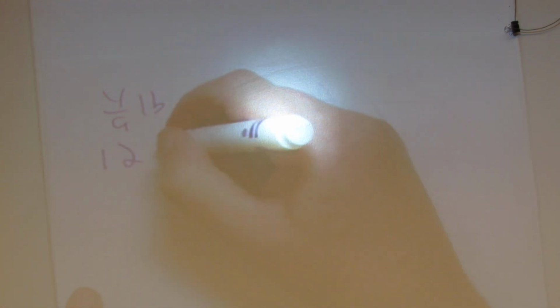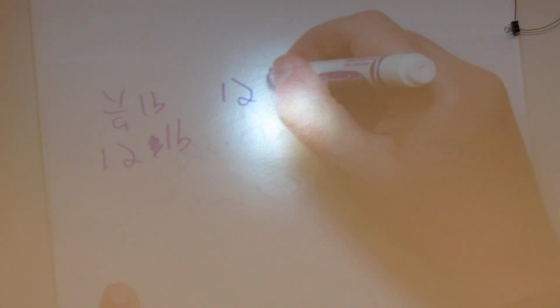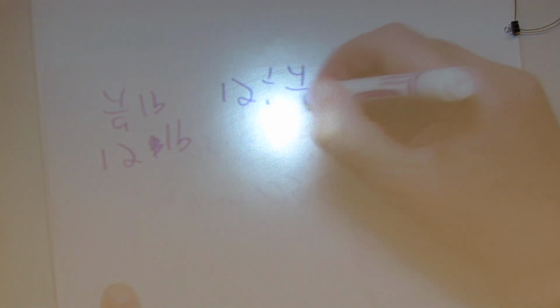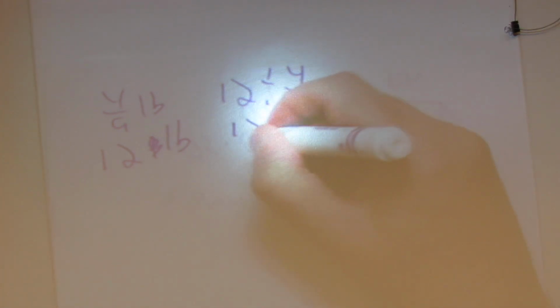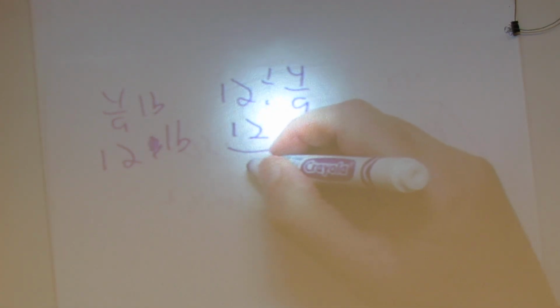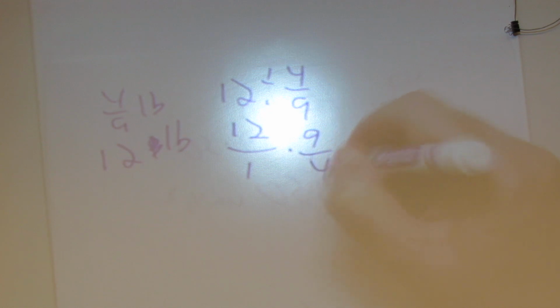Next is going to be one of the questions like in the homework, where each party guest will eat 4/9 of a pound of chocolate, how many guests can be served with 12 pounds. So we want to know how many guests will do 4 pounds or 12 pounds. So we know that it's 12 divided by 4/9, because each one is going to eat that much. So when we do that, we're going to go back to having 12 over 1 times 9 over 4.